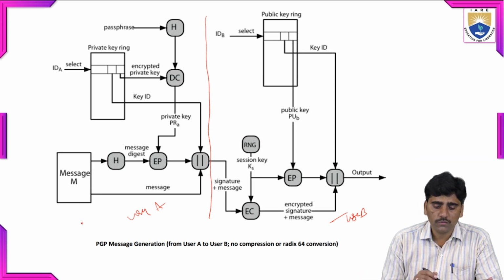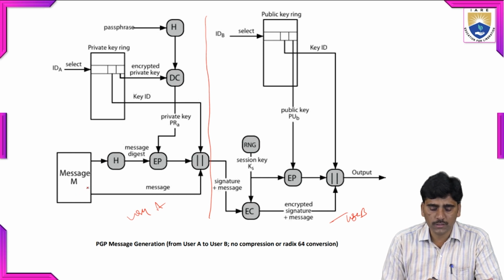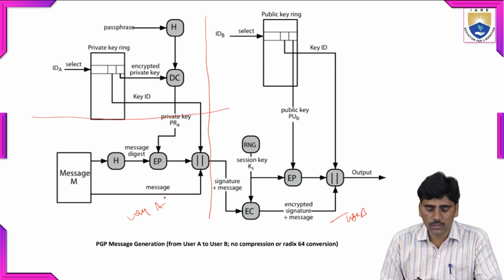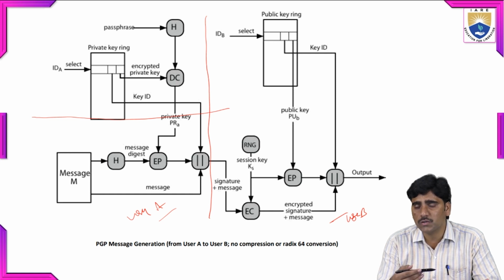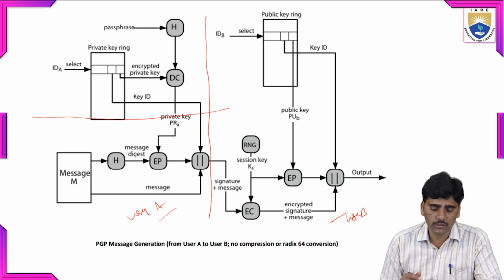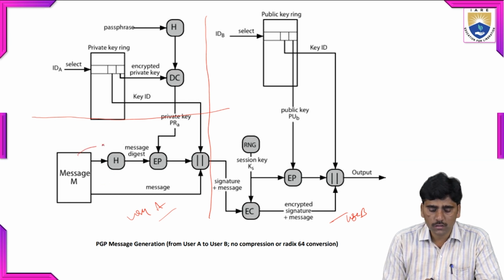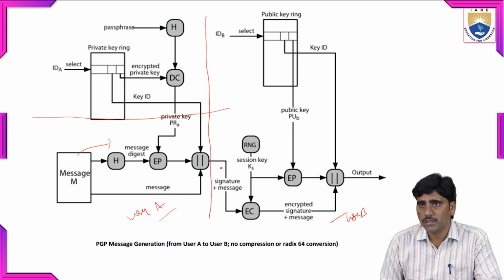Here the message is separate and the keyring is separate. For user A, the message is this one, applying the private keyring to strengthen security. The message is first applied with the hash function, which gives the message digest.